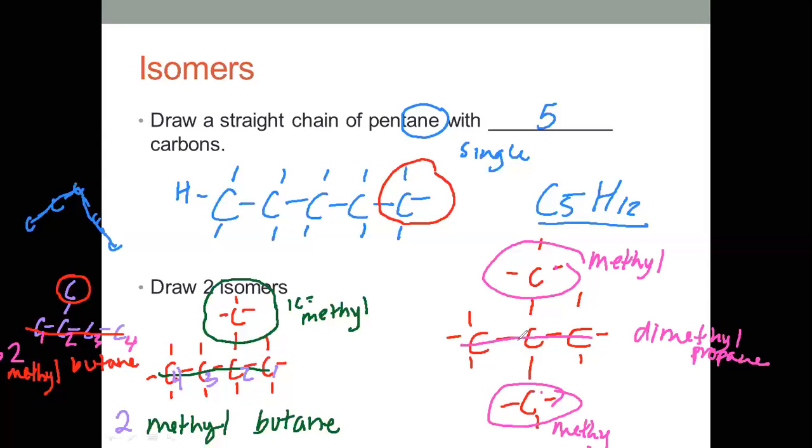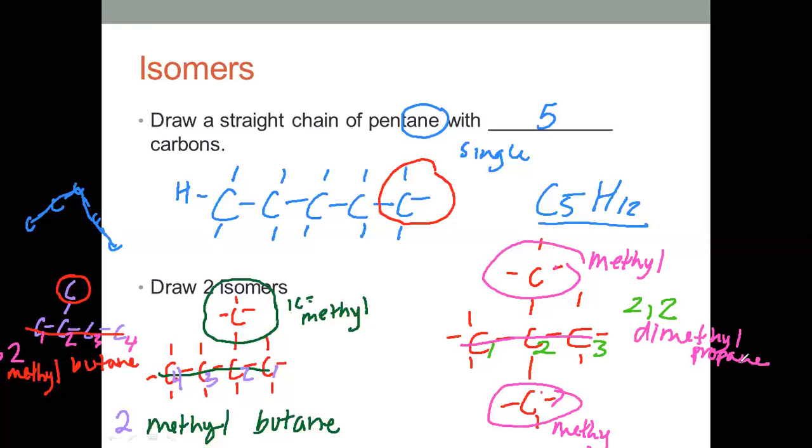It doesn't matter what side we start on. 1, 2, 3. Okay, and then this one is a little bit weird because you need to list the 2 twice because it's off the carbon. It's off carbon 2 both times. Okay, so it's 2,2-dimethylpropane. Okay, so all right, we're in good shape.